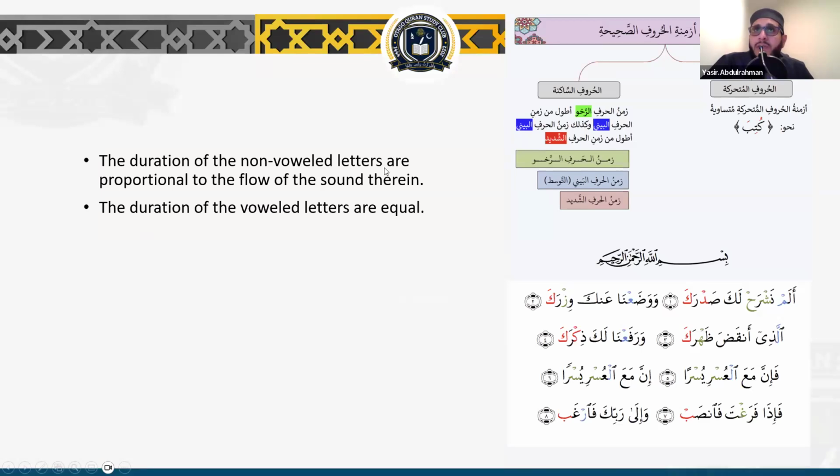The duration of the non-voweled letters is proportional to the flow of the sound therein, and the duration of the voweled letters is equal. Every letter which has a haraka on it, fatha, dhamma, kasra, in the Quranic recitation takes the exact same amount of time to read. That's why people who don't give the same amount of time to pronounce the letters, we call this ikhtilas.